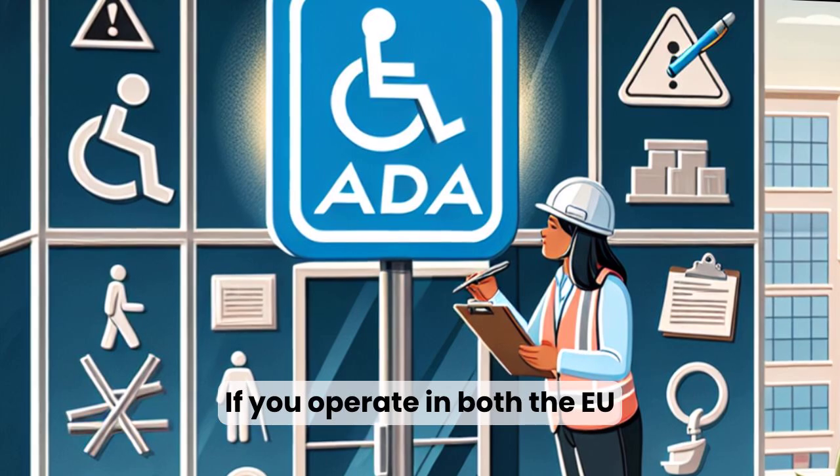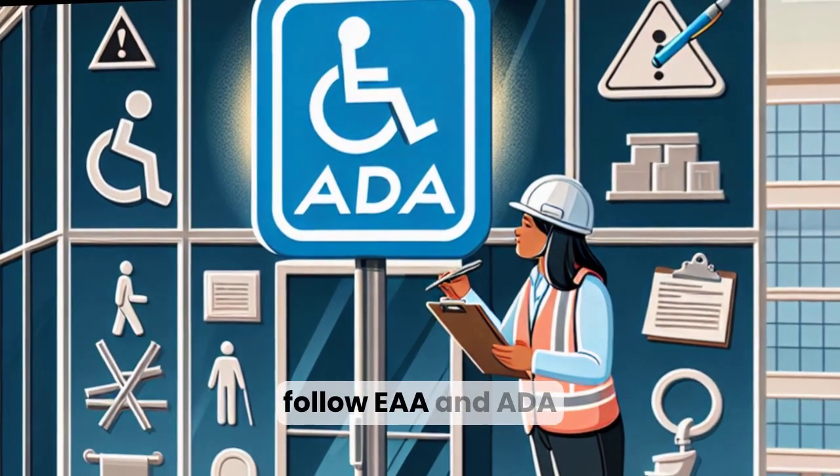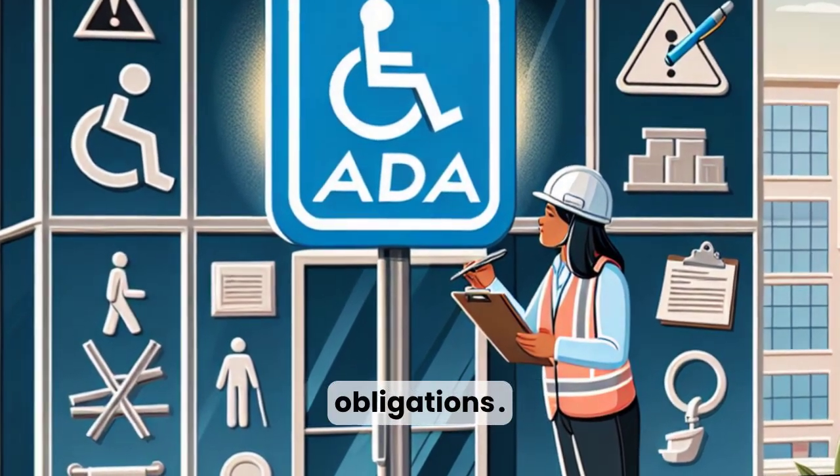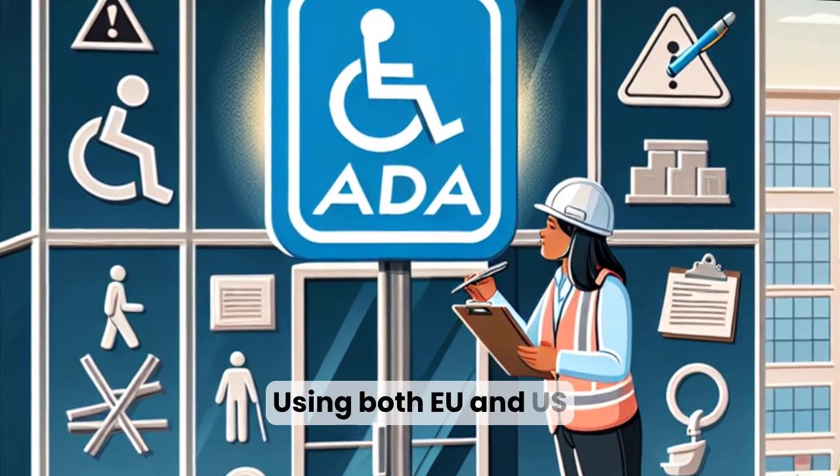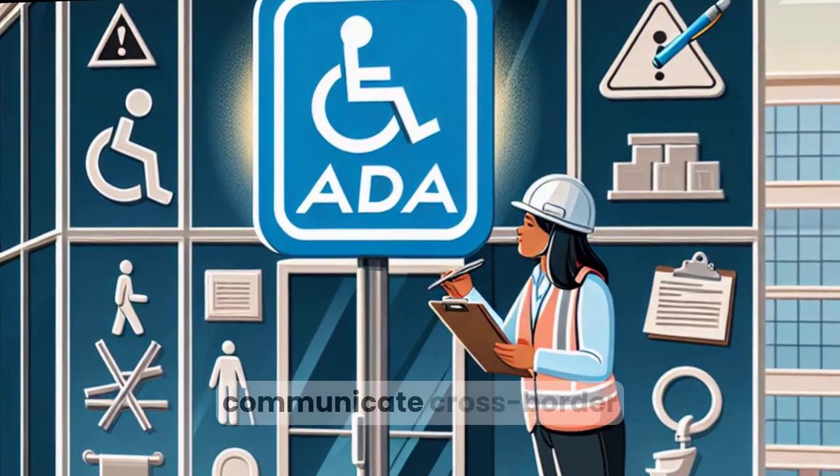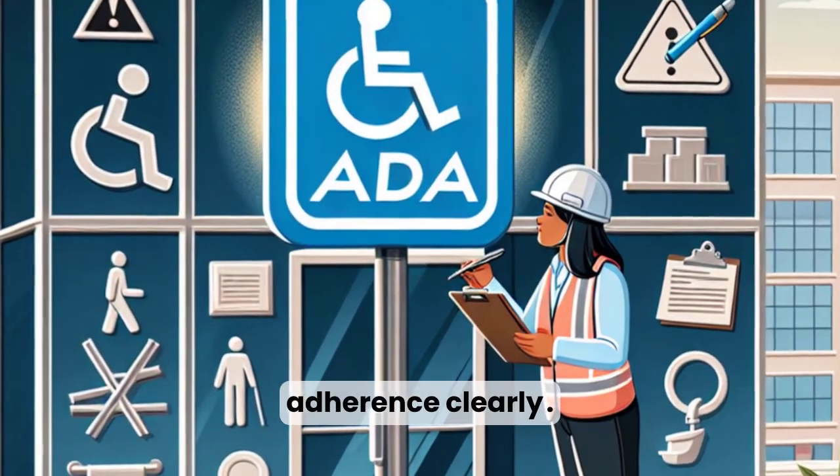If you operate in both the EU and the United States, you must follow EAA and ADA obligations. Using both EU and US compliance icons helps communicate cross-border adherence clearly.